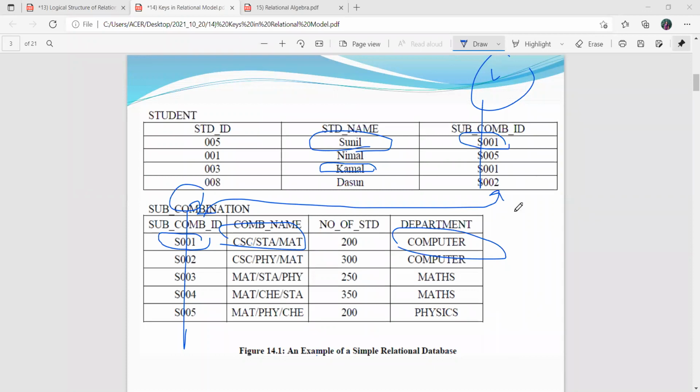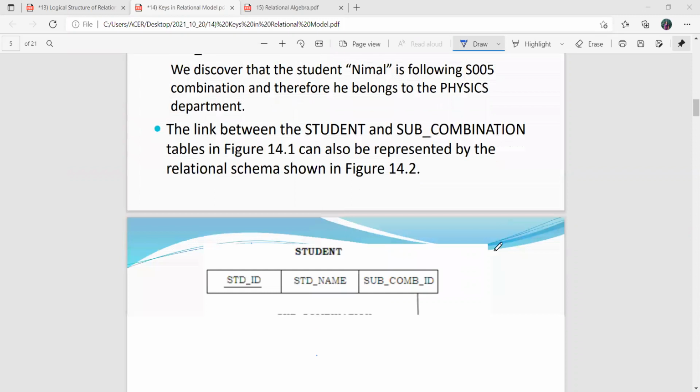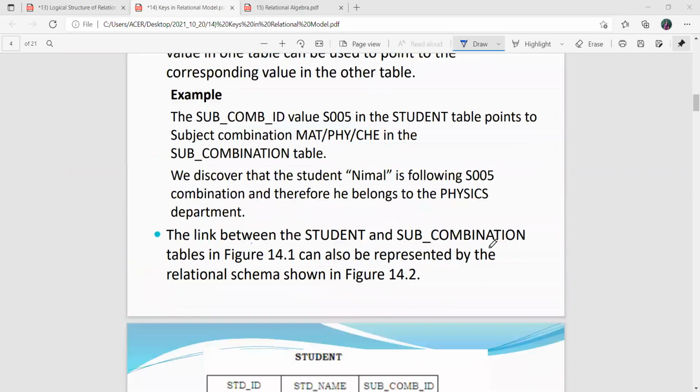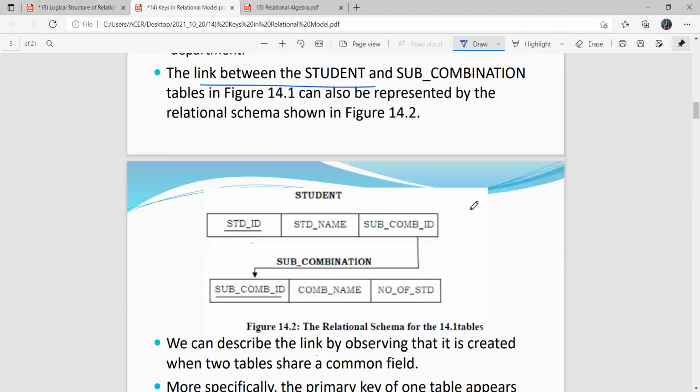Okay. Likewise, you can create a link between these two tables and use this link to identify the data available within the two tables. This is known as a relational schema. This is not available in your textbook. I'm going to discuss the relational schema before starting database normalization. So this is known as a relational schema.